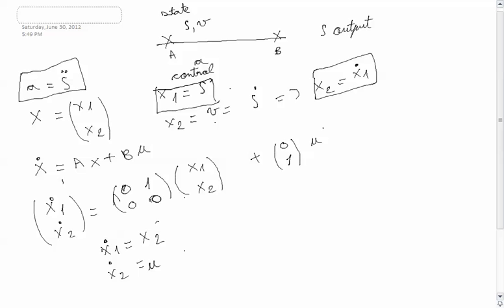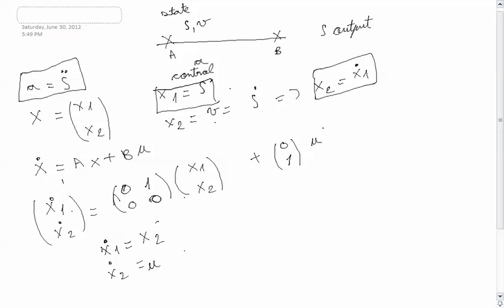So somebody tells me, hey, this is your system, these are the states, this is the first equation in the state space representation. Well, you can already tell from this 0 1 here, if I have 0 here, it means that the change in x1 is not affected by u. So u does not affect x1 directly.